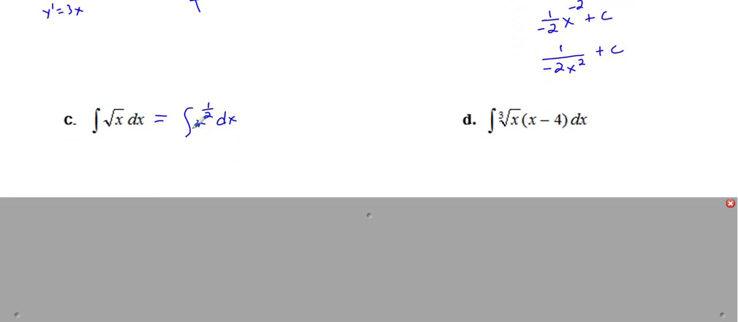Okay, antiderivative process. Your base of x, add 1 to the power. That'd be 3/2. And then divide by that new power. You don't divide by fractions, though. You multiply by the reciprocal, right? So 2/3. And then plus c.